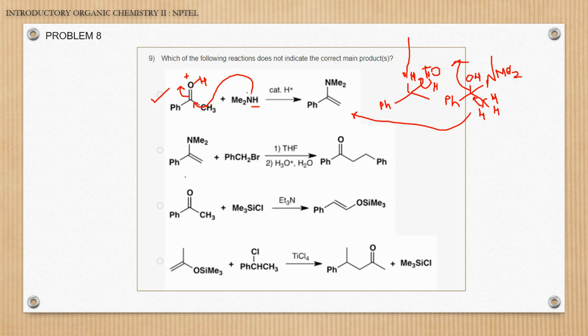Now coming to part B. So this enamine which they have generated in the first step, they have treated it with this benzyl bromide in THF, and they have hydrolyzed it. So now tell me, is this the correct option? Is this the correct reaction, the main product? Just think about it and tell me.